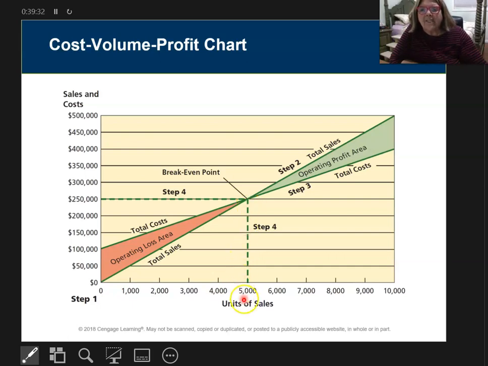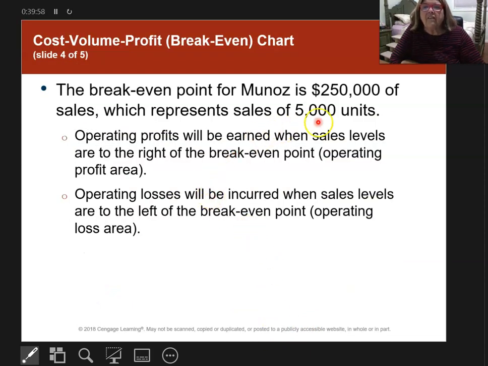It says I have to make 5,000 units in order to break even when I'm doing 250,000 in sales. So unit number 5001 is now profit, or pure profit if you want to think about it, and it would fit in this category up here. Again, I will not be making you do these charts in class or with the homework. Okay, so basically 5,000 units represents my 250,000.